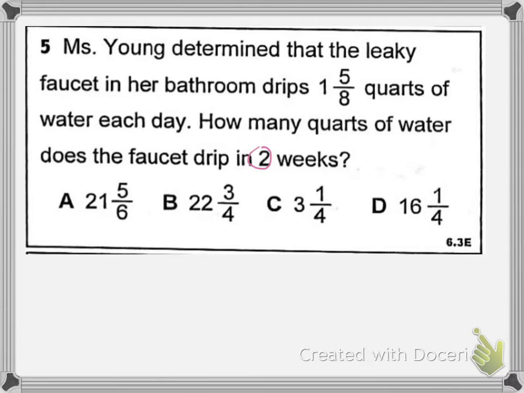There are 7 days in a week, so 7 times 2 is 14. Okay, and then what we probably want to do here is multiply 1 5/8 times 14. So we want to get an improper fraction. So 8 times 1 is 8 plus 5 is 13. So this should be 13 over 8 times 14.